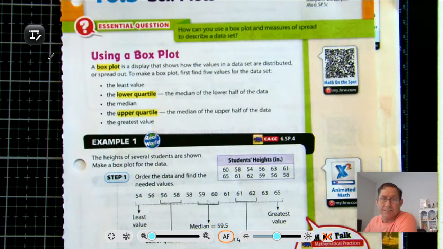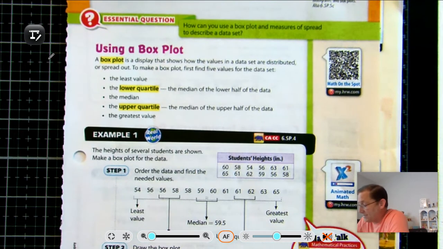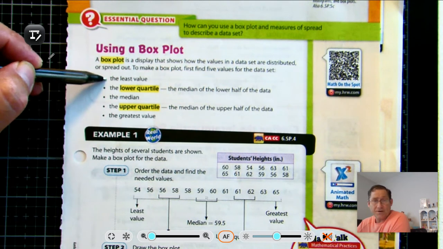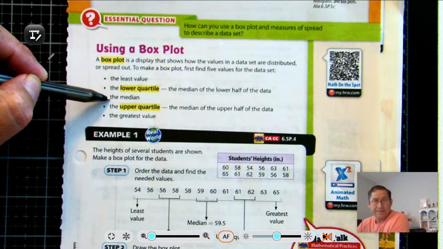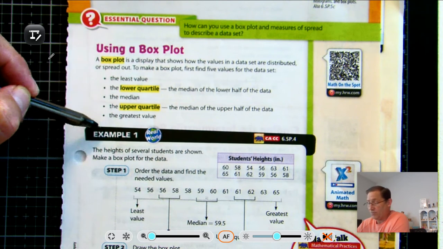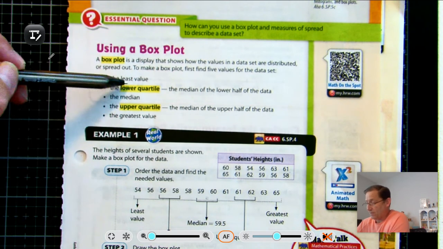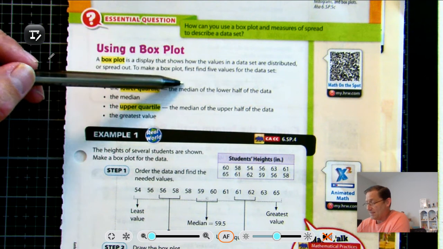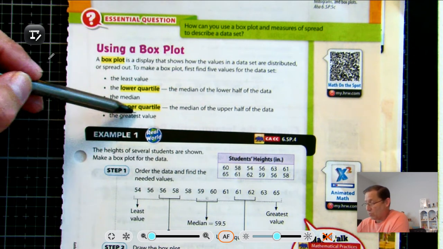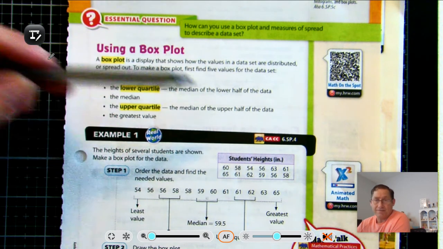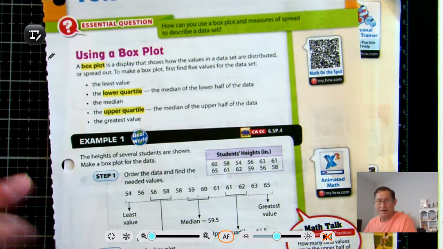A box plot is a display that shows how the values in a data set are distributed or spread out. To make a box plot, we need to find 5 values for the data set. We'll find the least value, the lower quartile, the median, the upper quartile, and the greatest value. Now, the lower quartile, we find by finding the median of the lower half of the data. And for the upper quartile, we find the median of the upper half of the data. And so we'll practice that today.